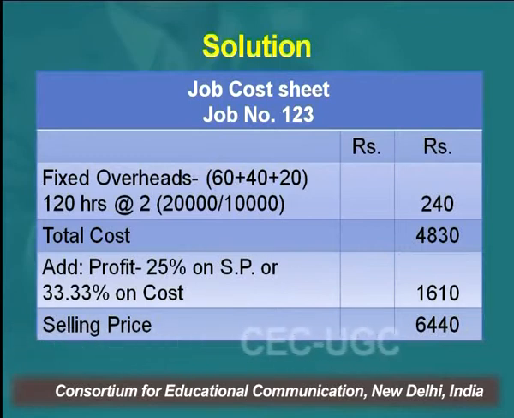I am not charging the total fixed overhead here, because I am charging only proportionate fixed overhead, because this business must be performing work on various jobs, right? So we will calculate the cost of the job as per the number of hours spent on this very job only. So 240 rupees worth of fixed overheads have been shown here. In this way you calculate the total cost, which comes to 4,830 rupees.